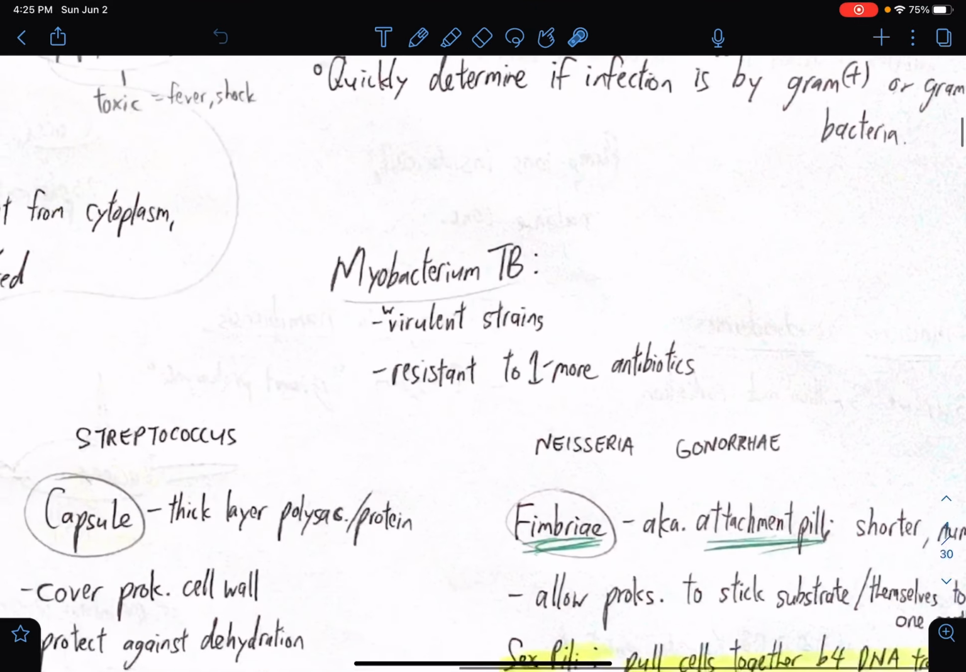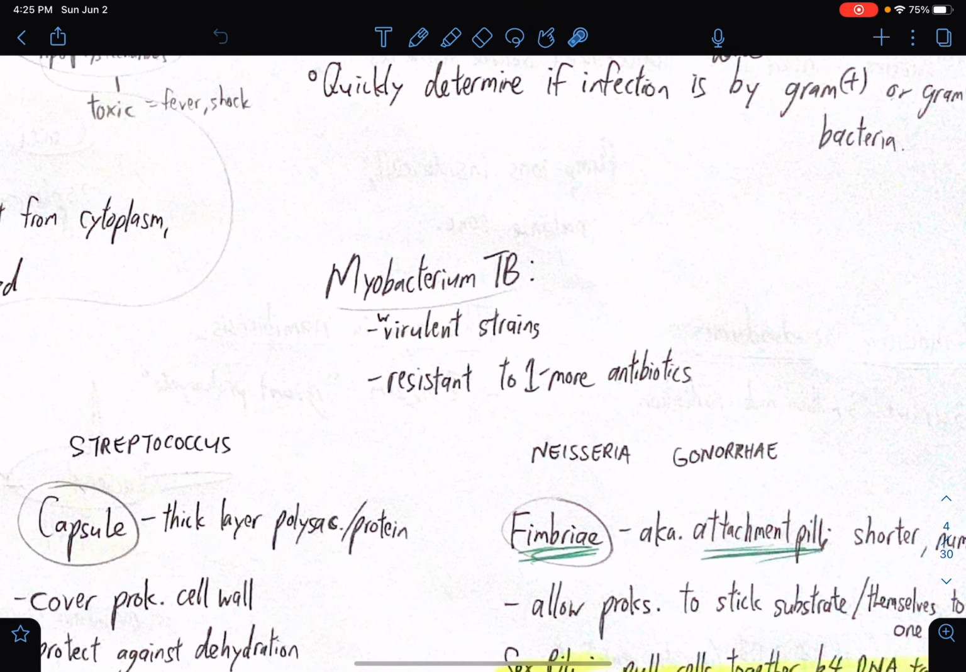And let's go here. Mycobacterium, I think TB is tuberculosis. It has virulent strains, and it is resistant to one or more antibiotics. So that's just for one example.